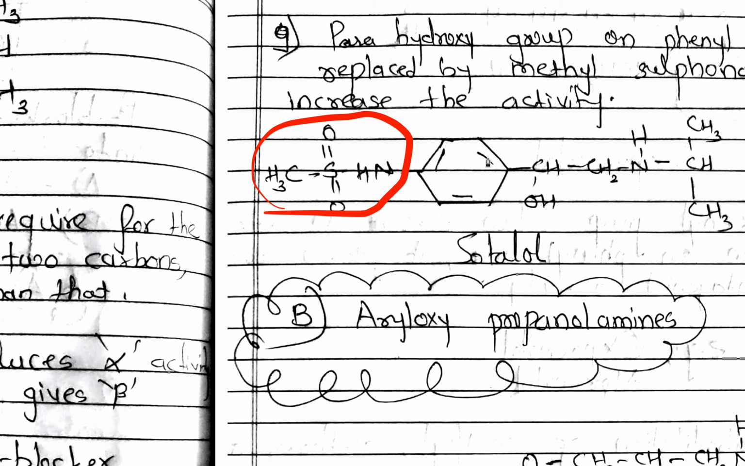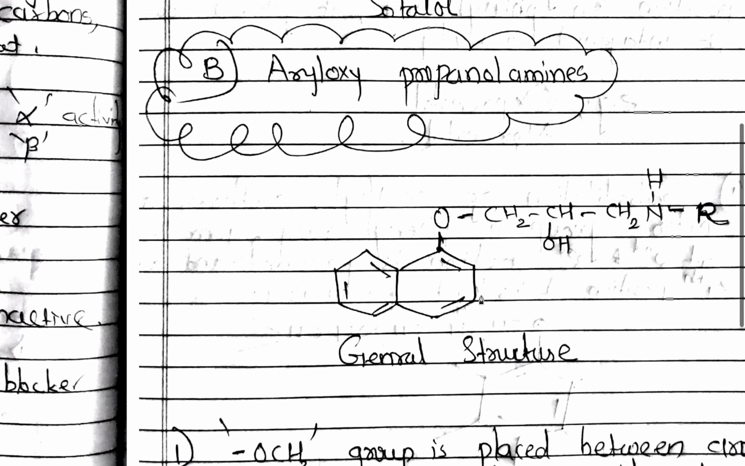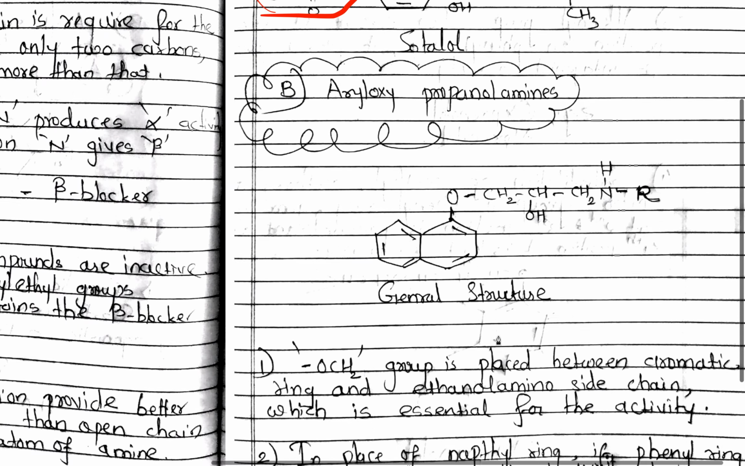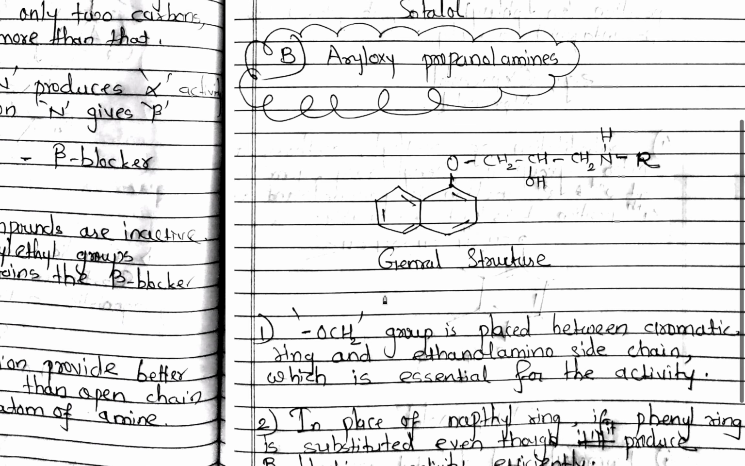Now moving to the second part, that is aryl oxypropanolamine. So here is the general structure of aryl oxypropanolamine. This oxy group you can see on the top of the fused ring is essential for the activity. It must be between the aromatic ring and the aliphatic chain, that is the ethyl amino side chain. So it is essential for the activity.